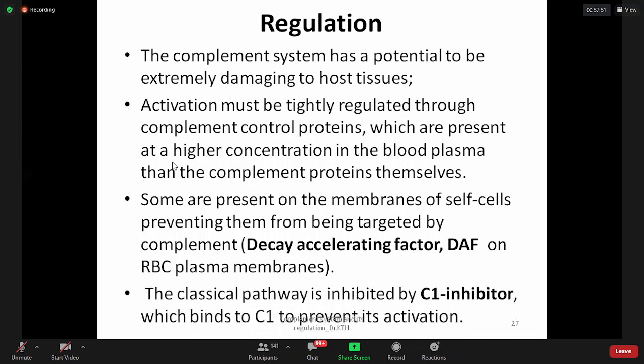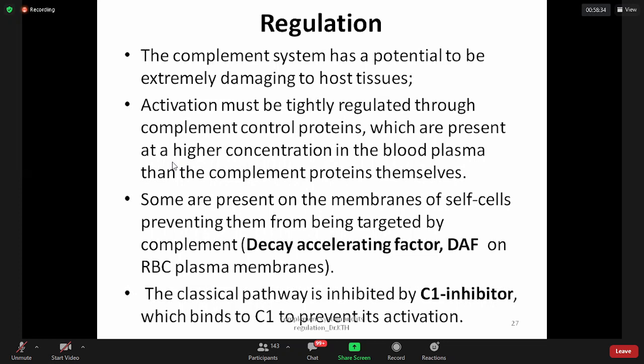Then two is that the classical pathway itself is inhibited by a protein called the C1 inhibitor. Remember, we said that C1 is very, very important because it is responsible for the downstream cleavage of R and S. Okay, so this one inhibitor binds and covers the C1 receptor so that Q doesn't bind. If Q doesn't bind, R doesn't get activated and S doesn't get activated. And if R and S are not activated, it means that C2 will not be cleaved and also C4 will not be cleaved.